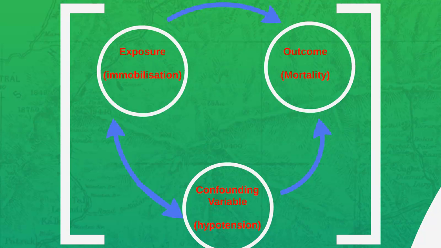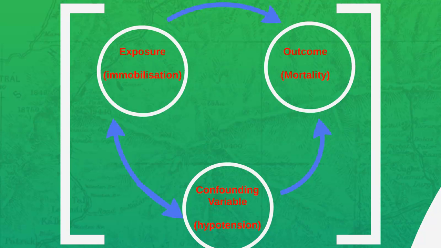And this is part of the definition of what a confounder is. A confounder has to be causally associated with the outcome and just normally associated with the exposure. So it might be that immobilization influences your blood pressure. So there's some association between immobilization and hypotension. But now we might be finding a link between the exposure and the outcome, when actually it's just hypotension that was causing the mortality.